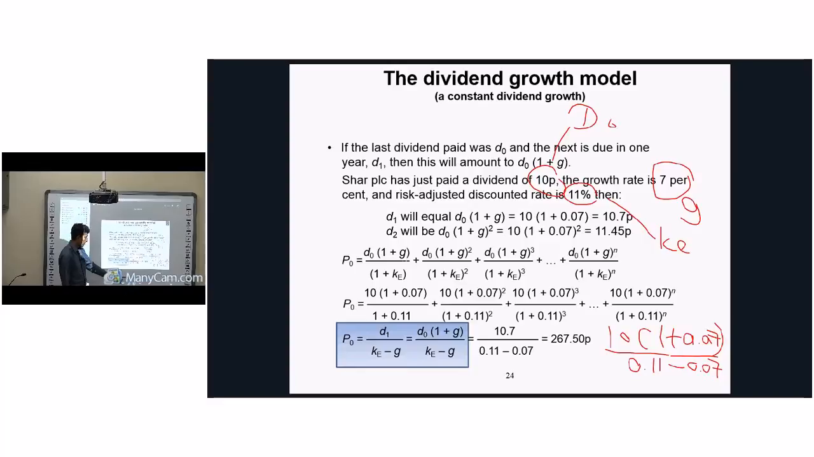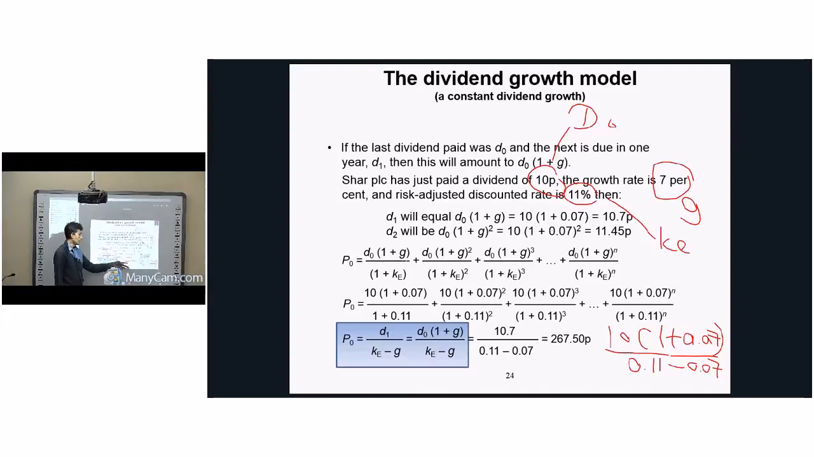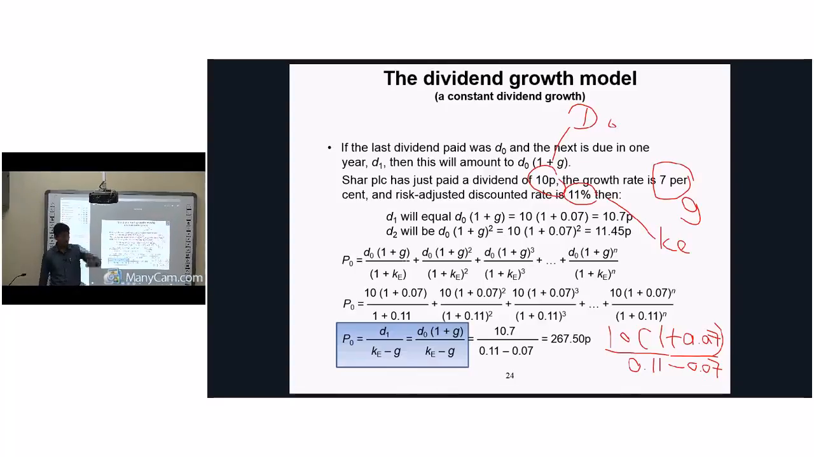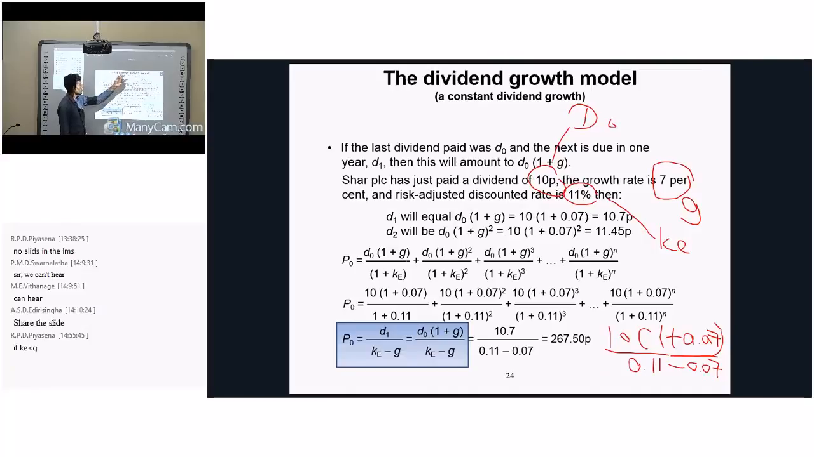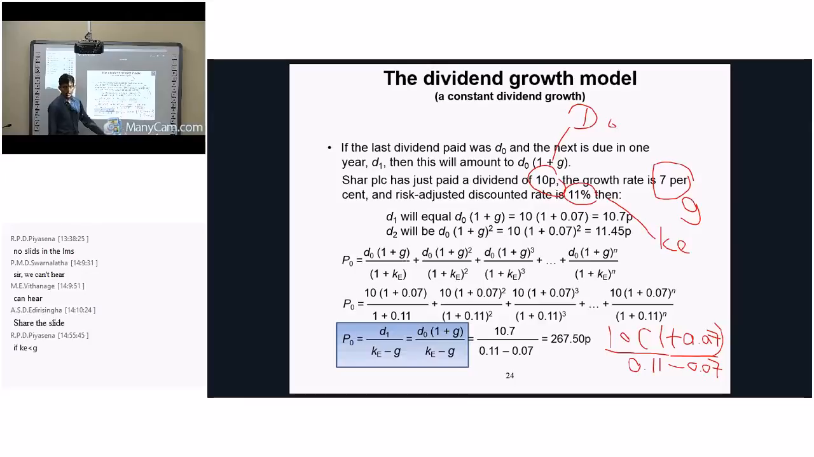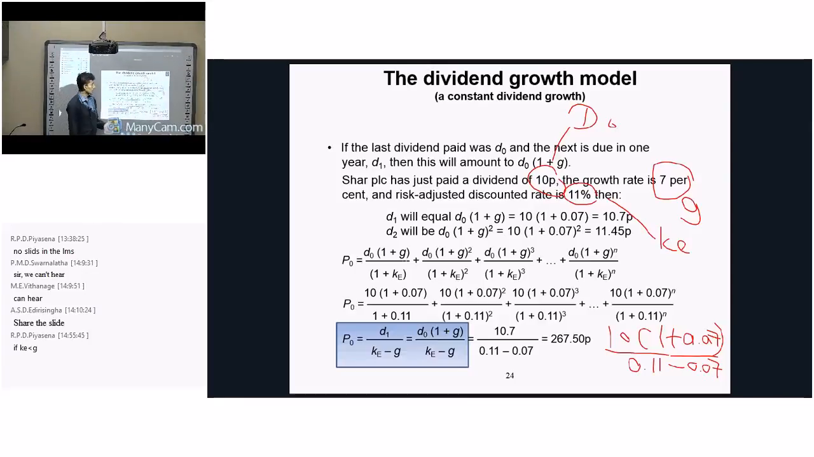Now, if you look here, the value is higher than the previous one, because the previous one was a constant dividend. Here the dividend has growth. So obviously the value of the firm is much higher. So again, if you want to give the value by using the constant dividend growth rate, you can get this value, multiply by the number of shares and arrive at the value of the firm. So this is the situation for the dividend growth model.